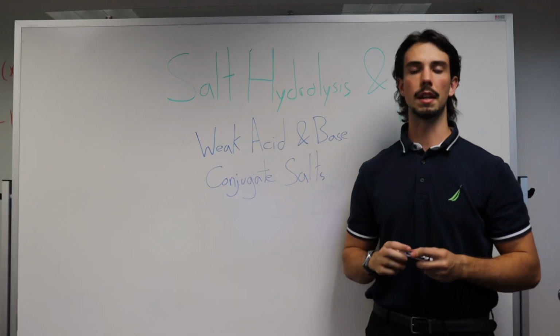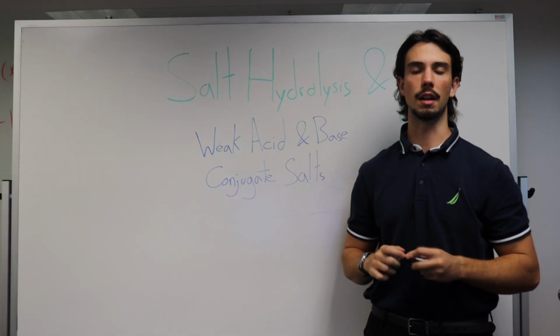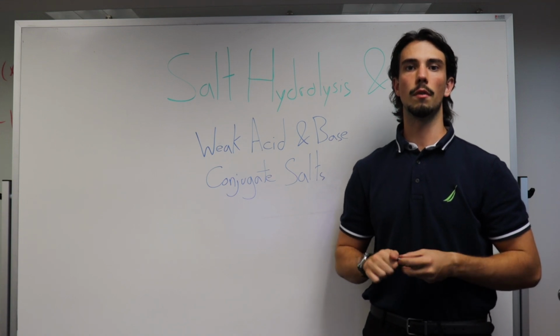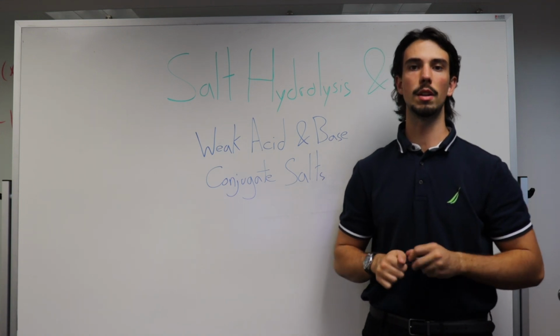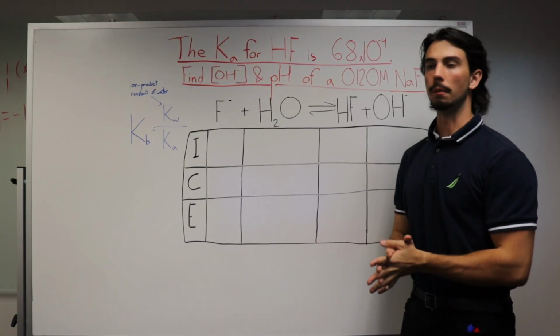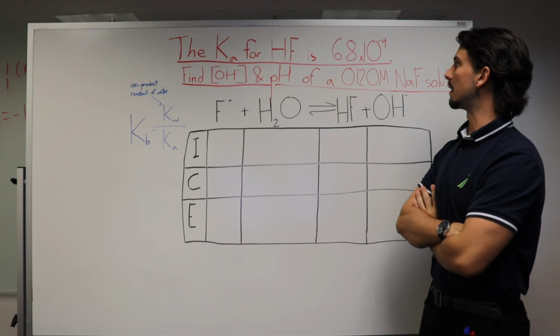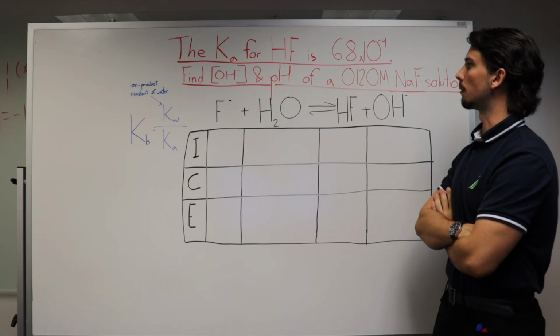Hello everybody. In today's video, we're going to go step by step through some examples and we're going to find the pH and hydroxide concentrations for salt solutions formed with weak acids and weak bases, including the conjugate salts. Alright, in this question we're told that the Ka for hydrofluoric acid is 6.8 times 10 to the negative 4.